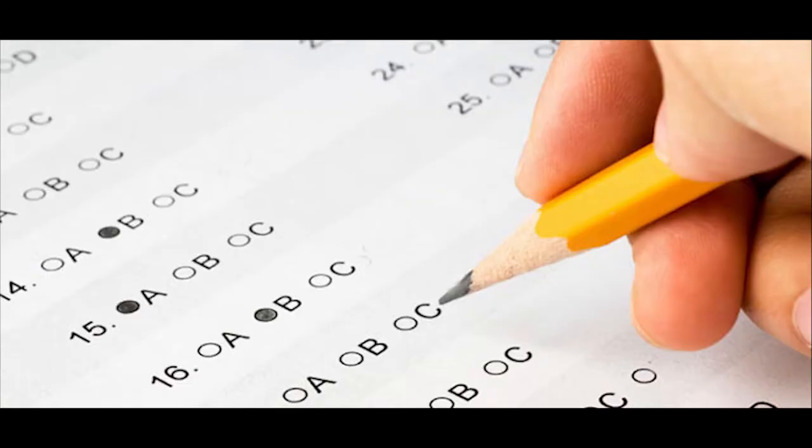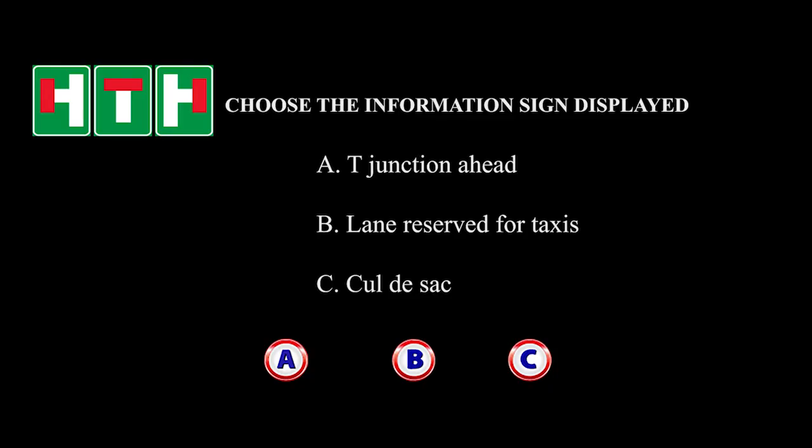Typical examination question. Use the information sign displayed. A: junction ahead. B: lane reserved for taxis. C: cul-de-sac. The answer is C.